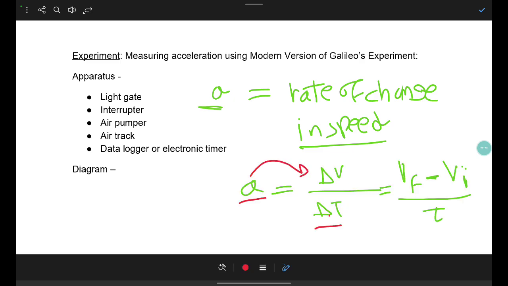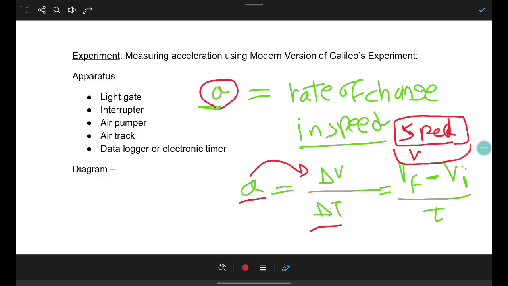Delta V over delta T. Delta V equals final velocity minus initial velocity, divided by time. And acceleration is defined as the rate of change in speed. Rate of change in distance is speed. Rate of change in displacement is velocity. This is something you should keep in mind.